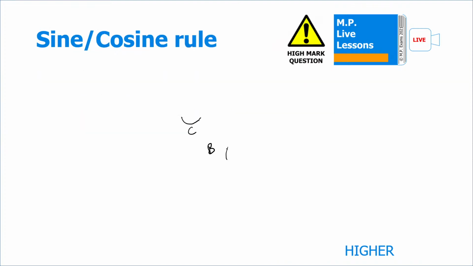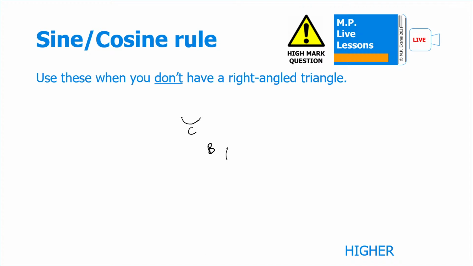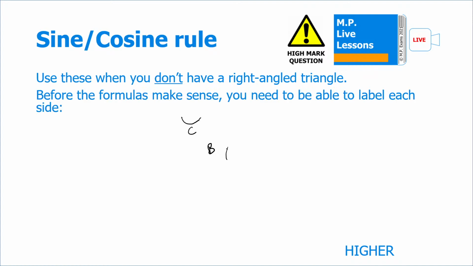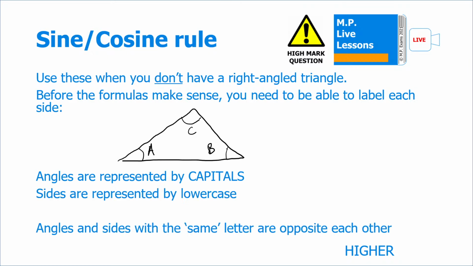Next, targeted for higher tier is the sine and cosine rule. So these are used when you don't have a right-angled triangle. Before the formulas make sense, you need to be able to label each side like this. Angles are always represented by capitals, sides are represented with lowercase letters. Angles and sides with the same letter are opposite each other. For example, side a, lowercase a, is opposite angle A. Side b is opposite angle B, and then side c is opposite angle C.